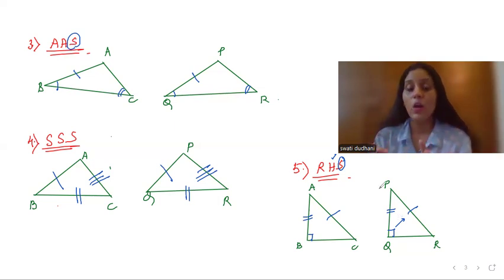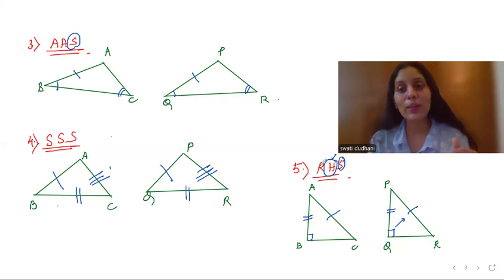Again, let me clarify. Not all right angle triangles satisfy RHS criteria. It can be SAS, ASA, anything, not necessarily RHS. Because for RHS, the hypotenuse should also be equal. You need to keep that in mind.